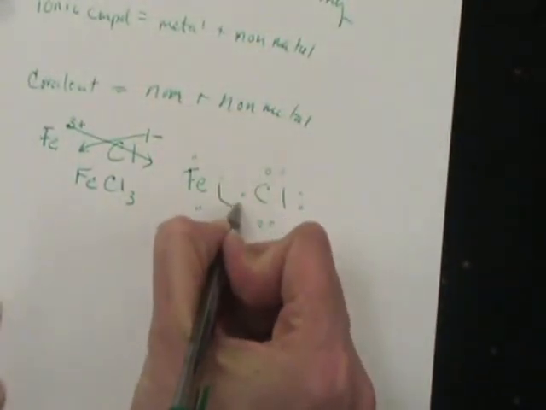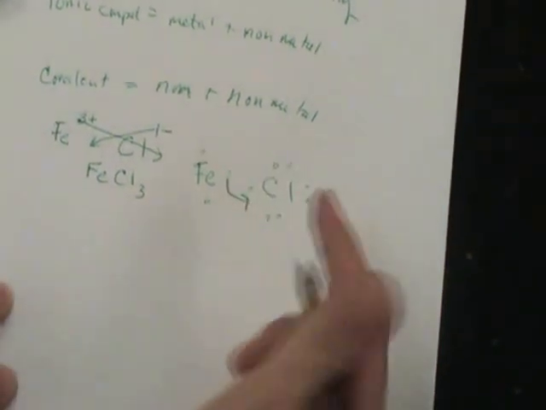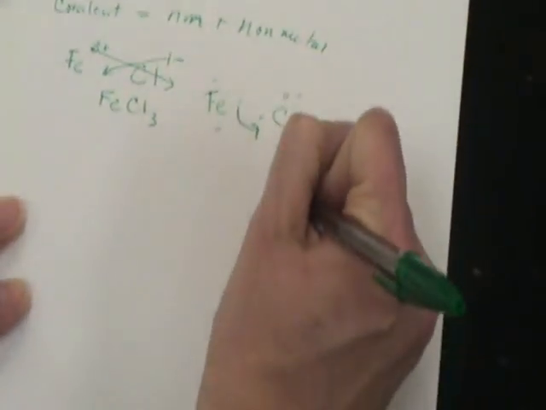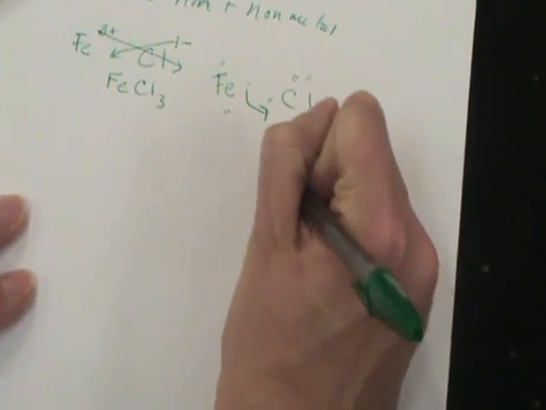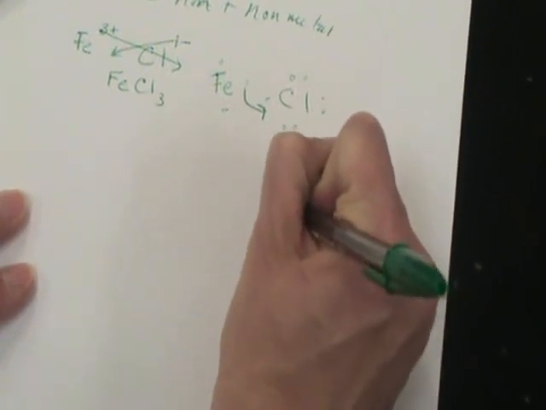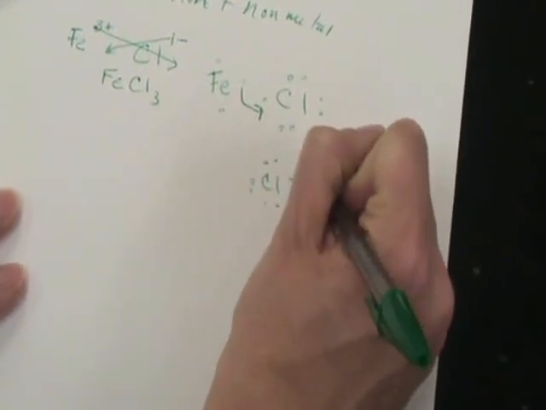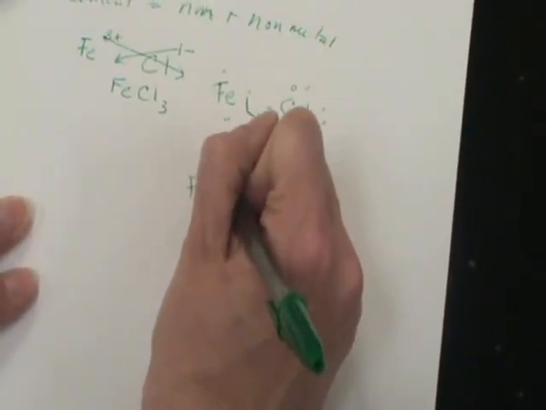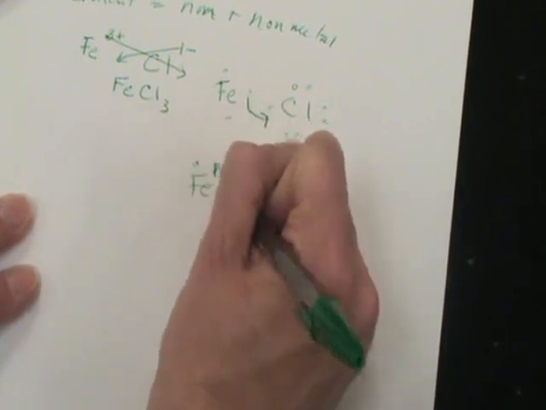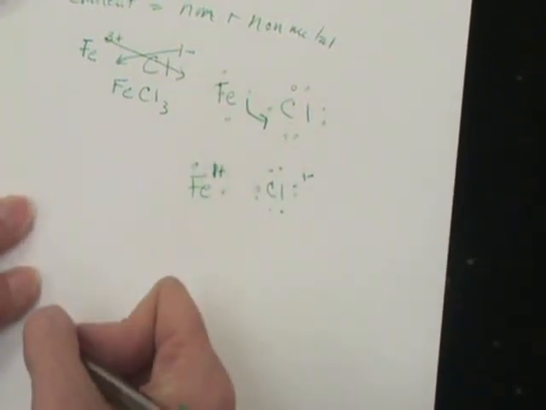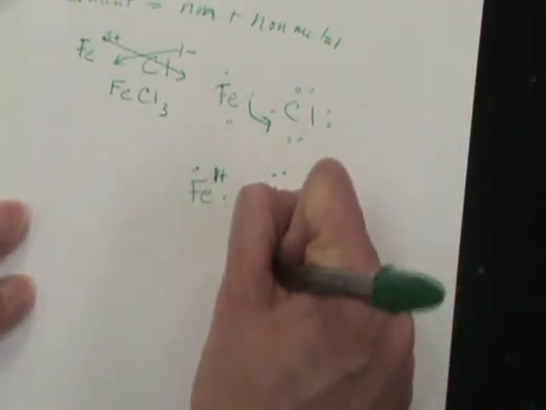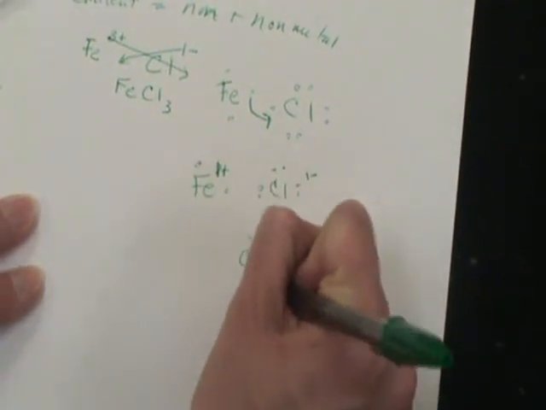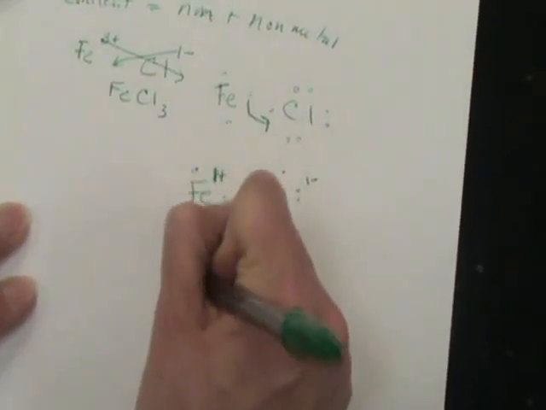Iron's going to give this 1 electron away. When it gives that 1 electron away, chlorine is now going to be Cl-. It's going to have 8 electrons. It gained 1, so it's going to have a -1 charge. Iron is now going to have a +1 charge, and it's still got those 2 electrons. Iron needs to give away 2, so I need 2 more chlorines.